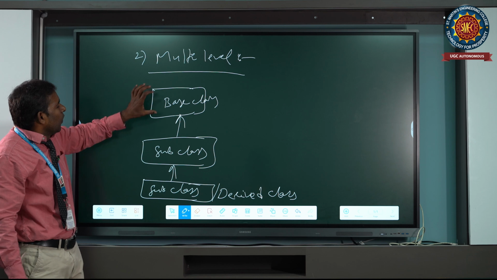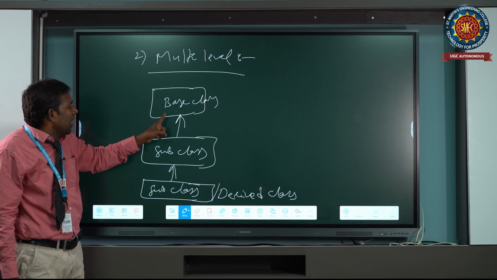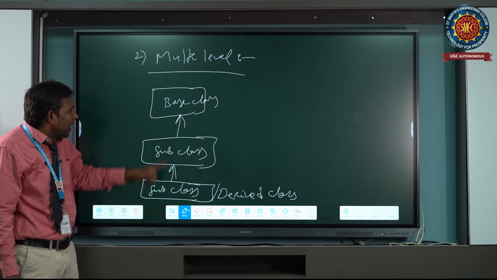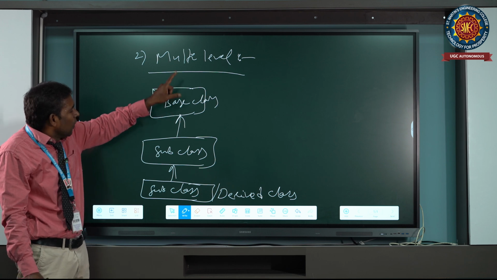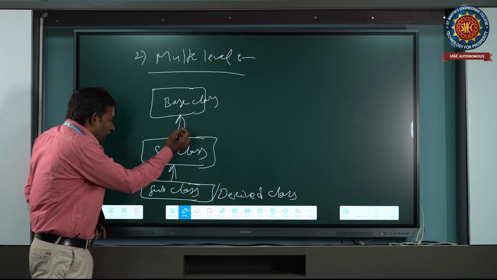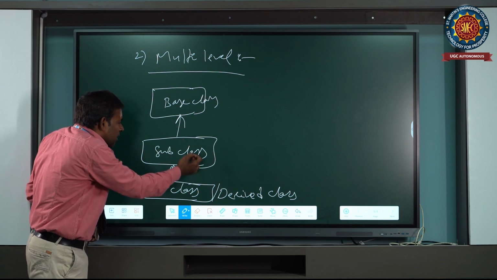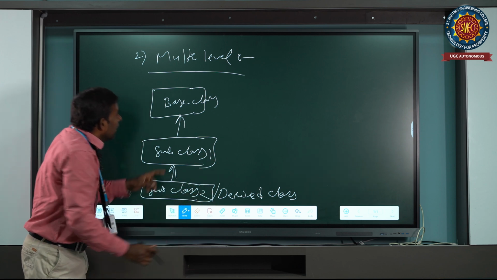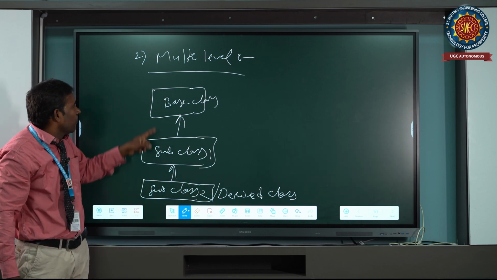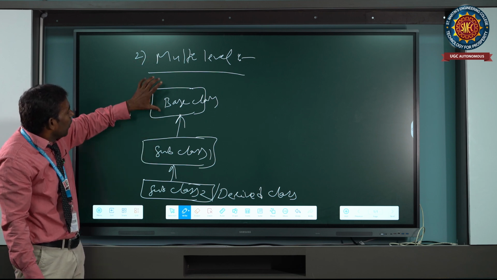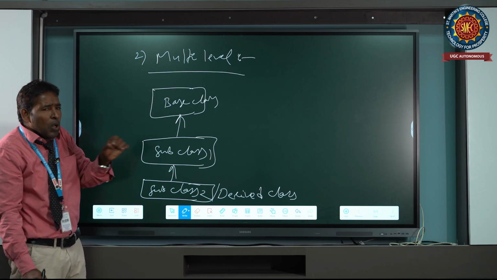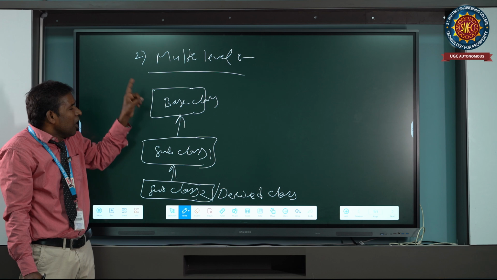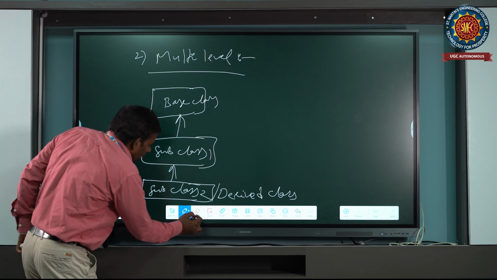What is multi-level? We have one base class. From that base class, we derive one subclass. From that subclass, we again derive one more subclass, and that is called multi-level. The properties in the base class we can get in the subclass. Again, the properties of the subclass we can get in this second subclass. Subclass 1 and subclass 2. This is about multi-level inheritance. Very important. We have only one base class, from which we derive one subclass, and from that subclass we derive one more subclass. This is called multi-level inheritance.